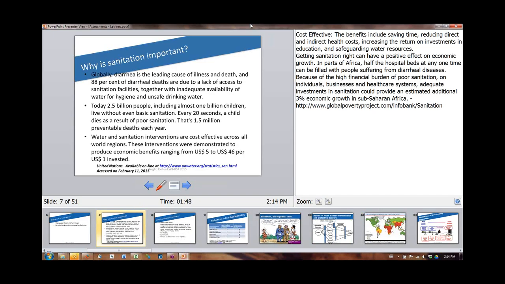As far as sanitation, this is an incredibly important topic. The cost benefits for this: you're saving them time, you're reducing direct and indirect health costs, you're increasing the return on investments for education, you're safeguarding water resources from being polluted by black water. Black water is what we call water that would come from a toilet, so that would include both excrement and urine. We call that black water.